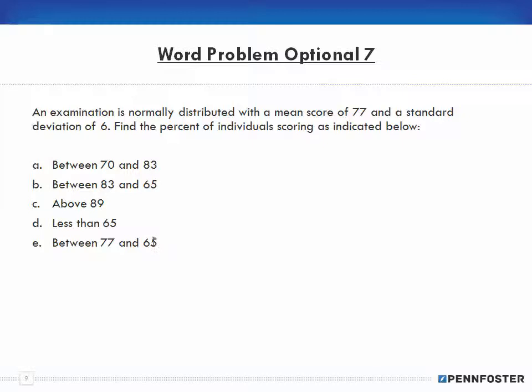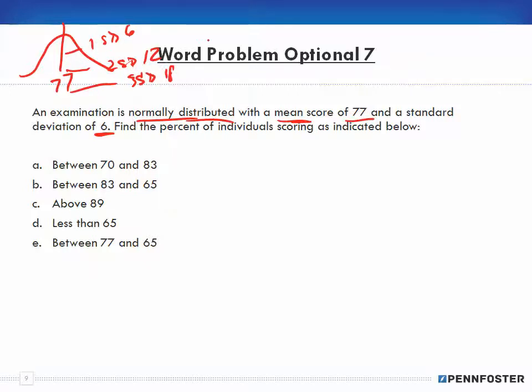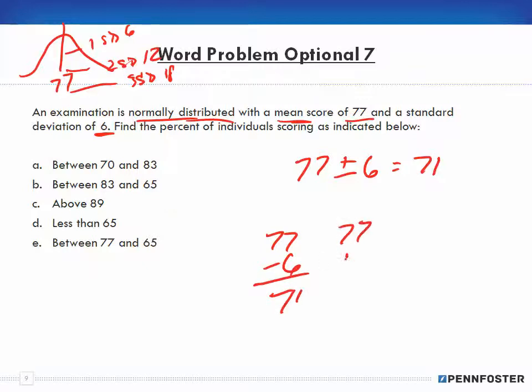But for problem number 7, it says an examination is normally distributed, meaning it's under the bell curve, with a mean score of 77 and a standard deviation of 6. One standard deviation is 6, two standard deviations is 12, 3 is 18, right? So if I have 77 plus or minus one standard deviation, which is 6, that gives me a range of either 71, because 77 minus 6 is 71, or 83, because 77 plus 6 is 83.